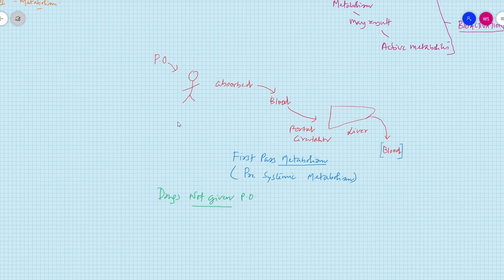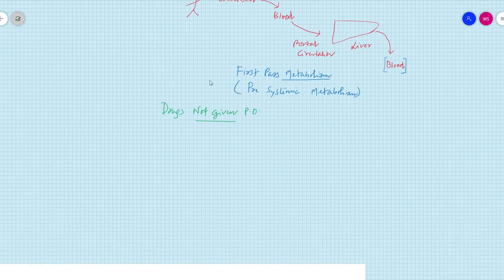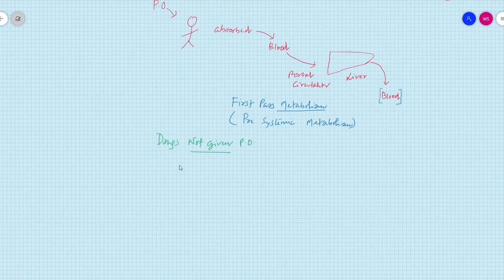Drugs not given orally. Do we have examples of these drugs? We do. We have drugs like hydrocortisone, isoprenaline, lignocaine, and testosterone. So why are these drugs not given orally? Because they undergo extensive first pass metabolism. Okay.